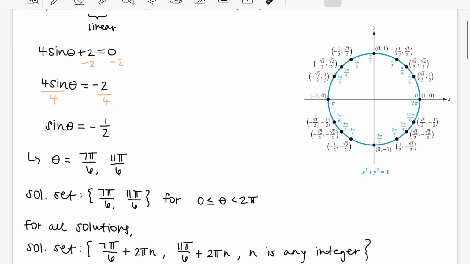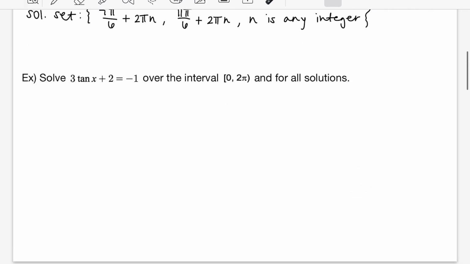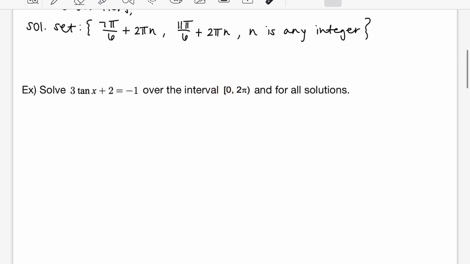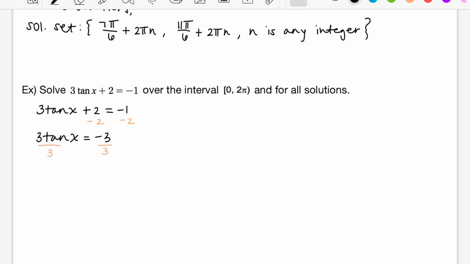All right, let's look at another example. We want to solve this equation over this interval and also for all solutions. So we're going to do the same thing. We're going to solve for our trig function. So first we'll subtract 2 on both sides. We'll get 3 tangent x is going to be equal to -3. And then dividing by 3 on both sides, tangent x is going to be equal to -1.